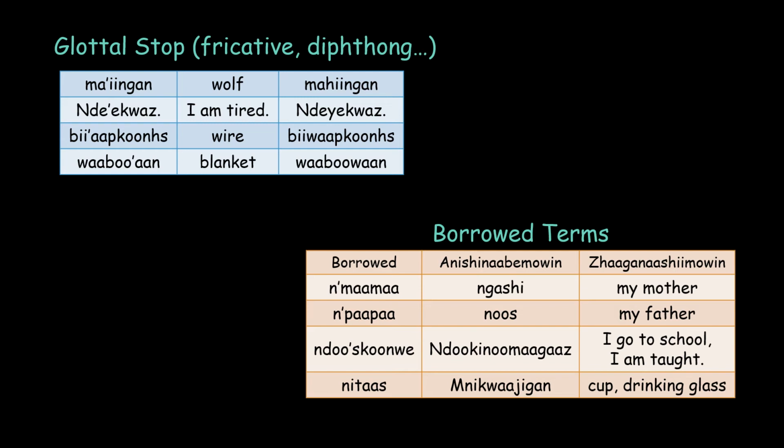And we look at borrowed terms. Terms that are borrowed from another language. You may occasionally hear words that are borrowed terms. Namama. My mother. Napapa. My father. Ndoskunwe. Ndokinamagwas. I go to school. I am taught. Natas. Manikwajagan. From a French word, drinking glass.